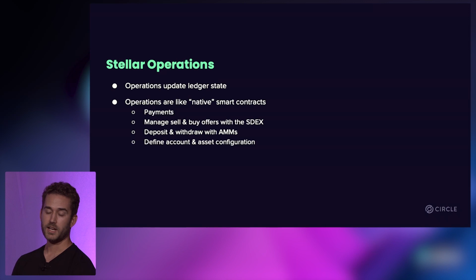So Stellar has what we call operations. And as you guys are probably familiar, operations update a ledger or a blockchain state. But what makes Stellar different from a lot of other chains out there is that we actually don't have a generalized smart contract platform. The capability of sending ETH to an address is just about the only thing you can do on Ethereum without a smart contract.